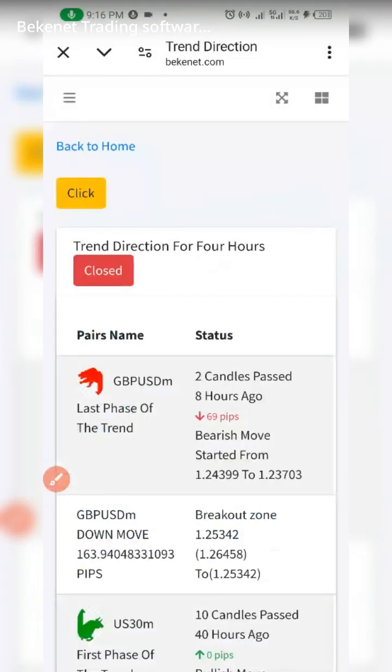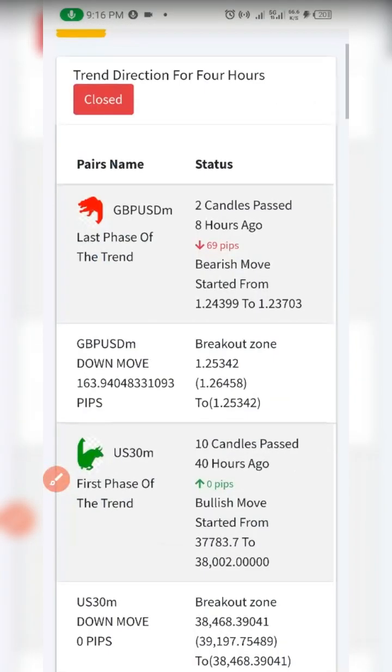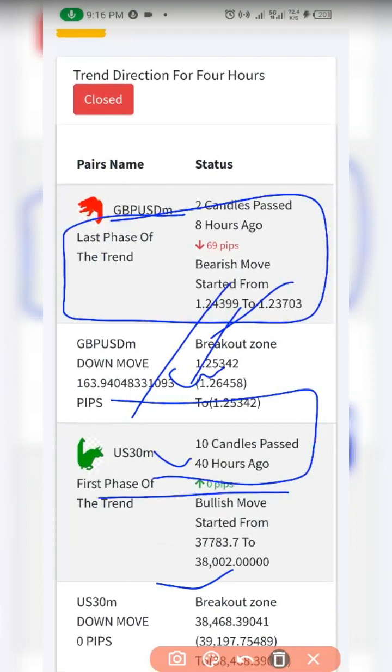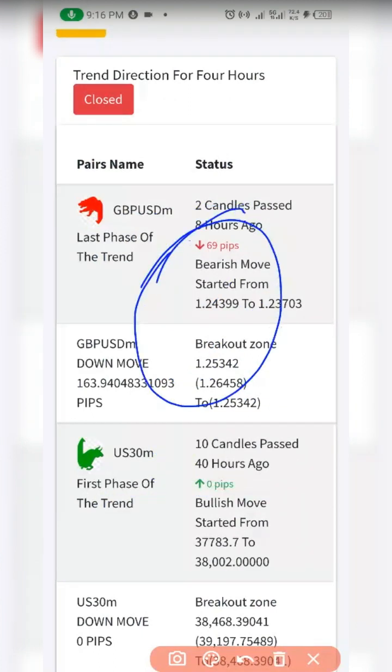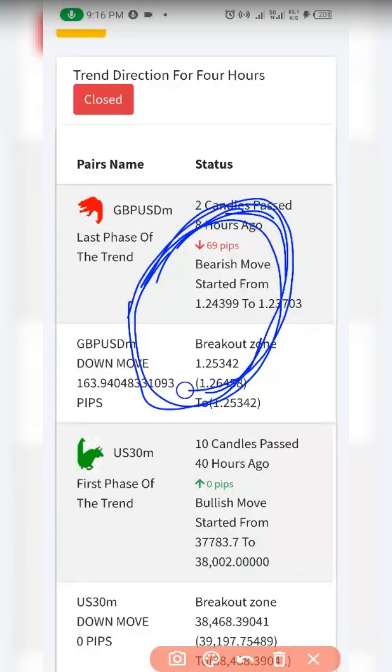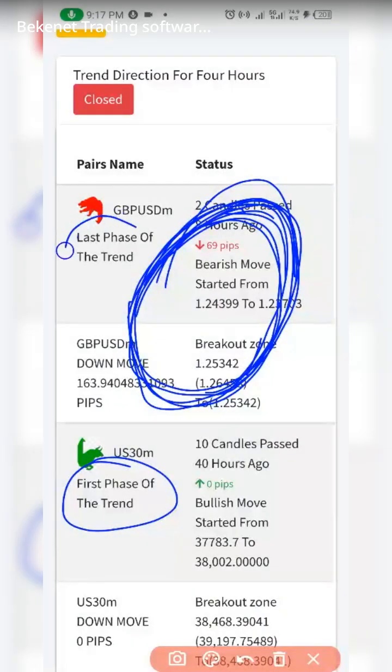Once you click 4 hours, we have what we call the first phase and the last phase. Now, forex trading is a circle. You have the bearish move, you have the bullish move. From a bearish move, you go to a bullish move. From a bullish move, you go to a bearish move. It's just a circle. You understand? So if you understand that forex is all about going up and down, it goes from one phase to the other. That is where we have this first phase and the last phase.